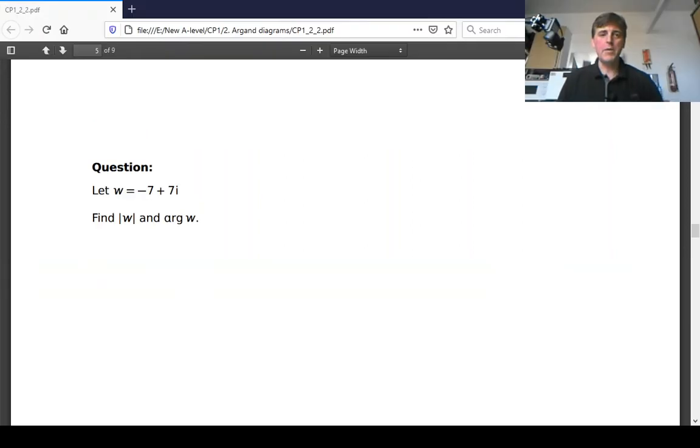Over to you then. Now it's your turn. See if you can work out the modulus and the argument of the complex number w, which is on the screen there.